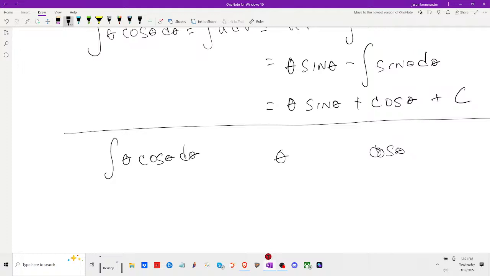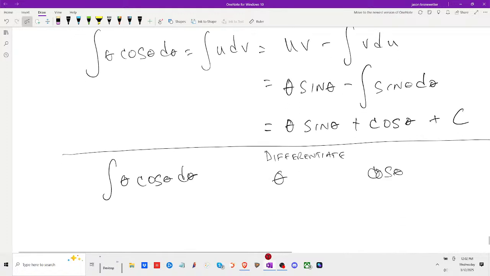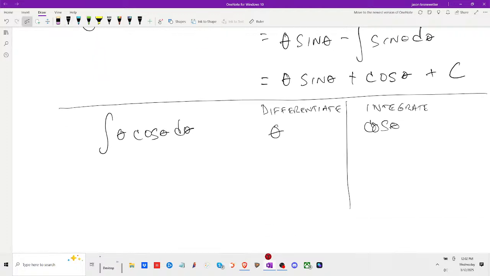And what I'm going to do is I'm going to differentiate this side, because that's what I do. If you notice what I did there, when I picked u to be theta, I did differentiate it. So this is my differentiate side and this is my integrate side. And what I'm going to do is I'm going to differentiate this guy right here all the way down to 0. So the derivative of theta is 1 and the derivative of 1 is 0.